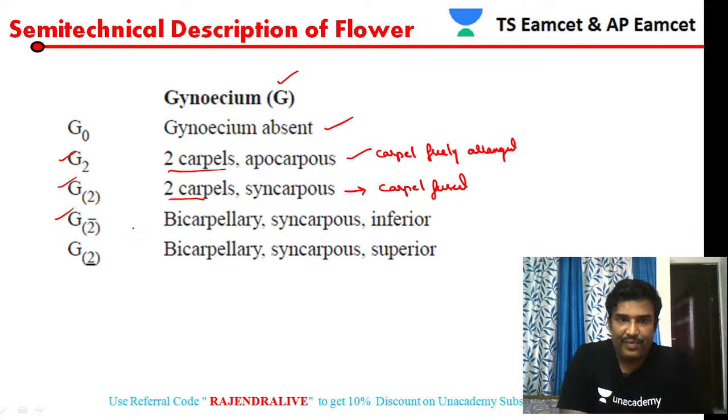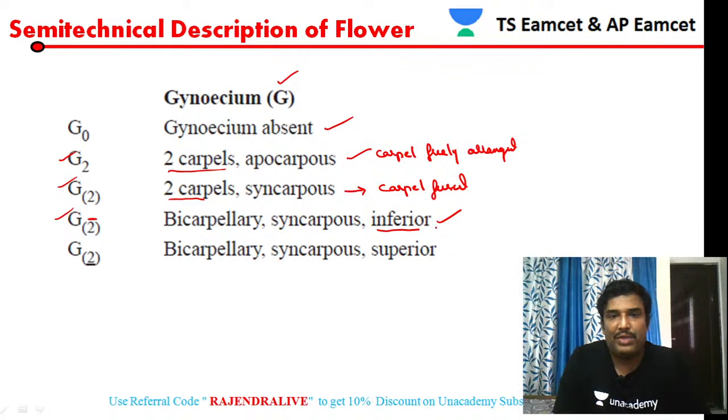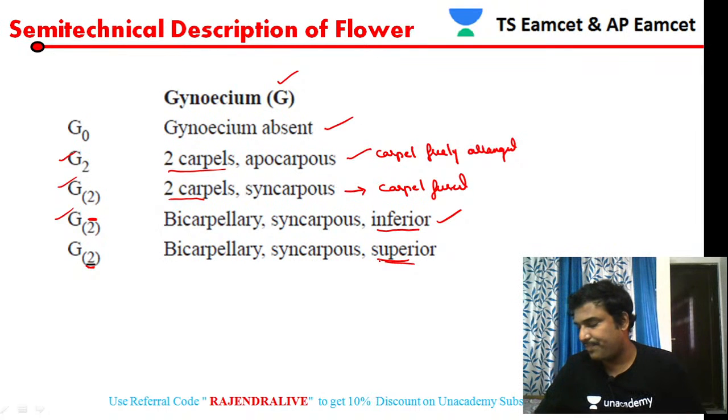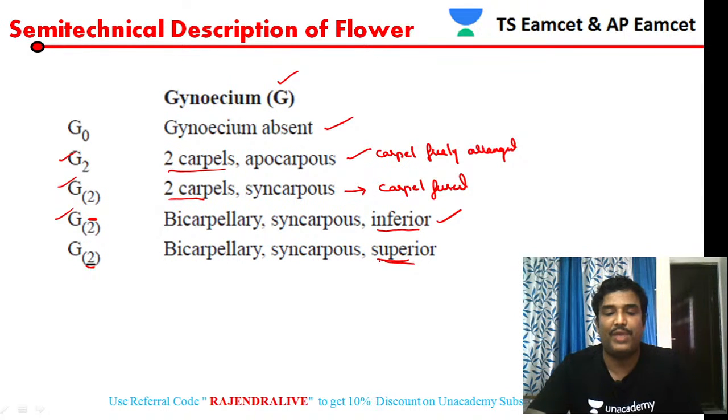Then you see G and there is a dash present above it. It clearly indicates that the ovary of the gynoecium is an inferior ovary. As we already saw, if the number is kept in brackets it is syncarpous, and with the dash symbol above the number it is an inferior ovary. If the dash is below, then the ovary of the given flower is a superior ovary. So that is about the gynoecium.